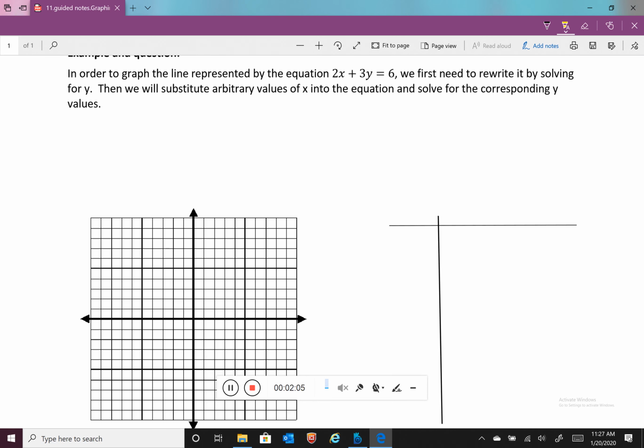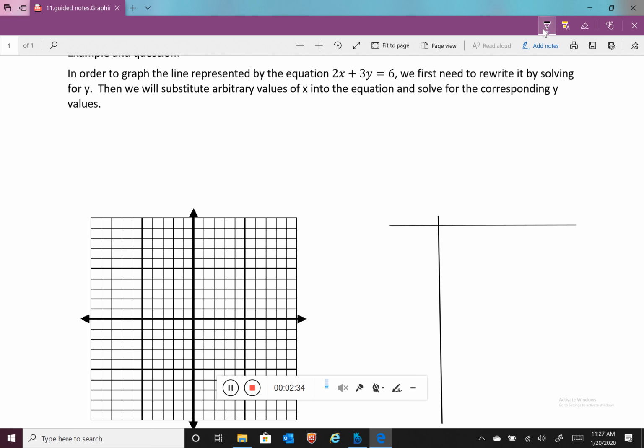In order to graph the line represented by the equation 2x plus 3y equals 6, the first thing that we need to do is to rewrite it by solving for y. This way we can set up a table of values and substitute arbitrary values of x into the equation and solve for the corresponding y values. Now, arbitrary just means any values of x.